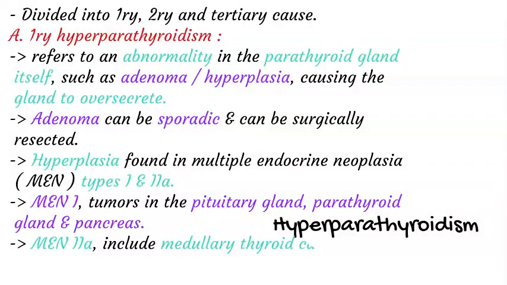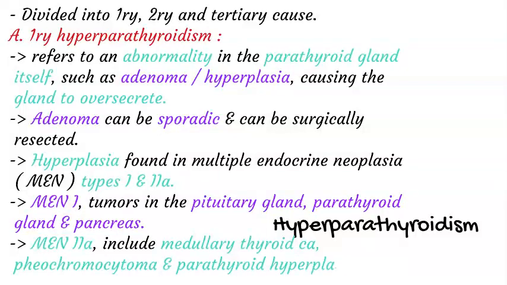In MEN1, there are tumors in the pituitary gland, parathyroid gland, and pancreas. In MEN2A, this includes medullary thyroid CA, pheochromocytoma, and parathyroid hyperplasia.